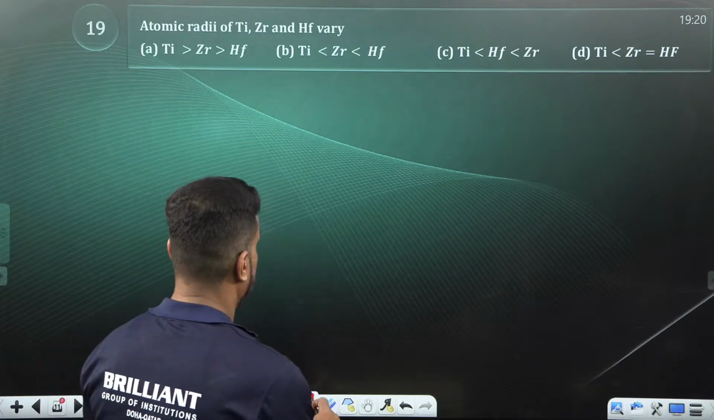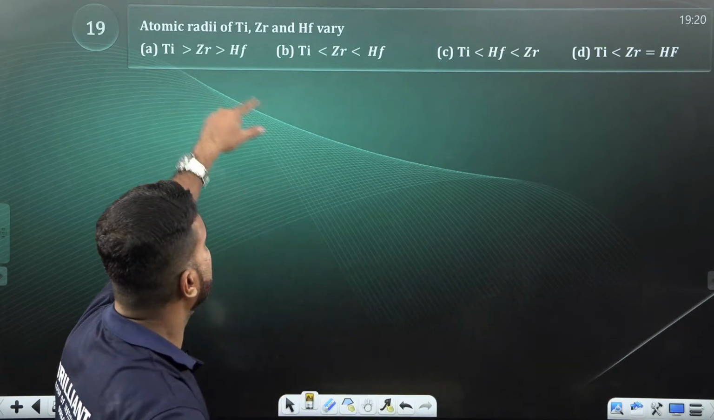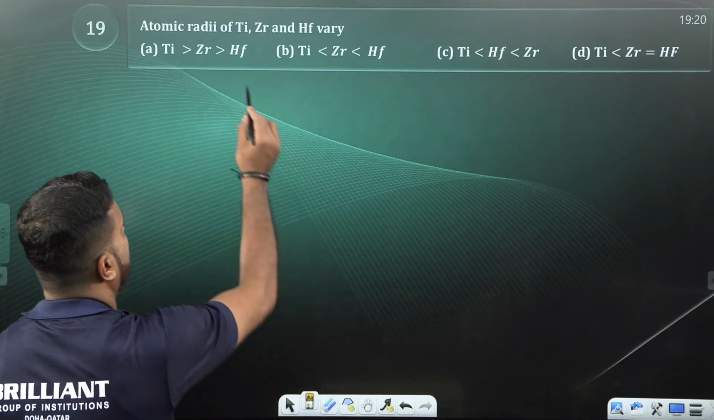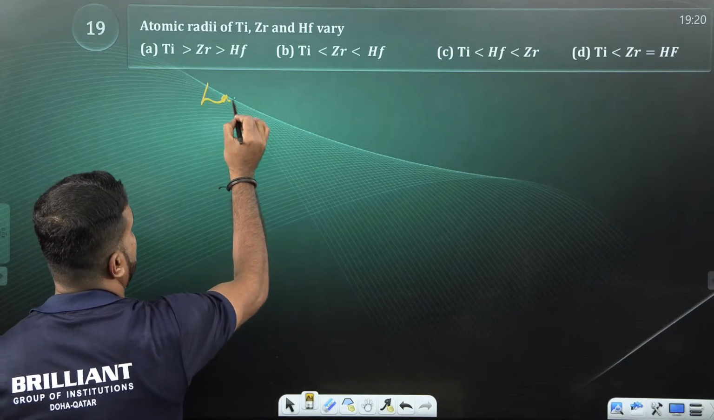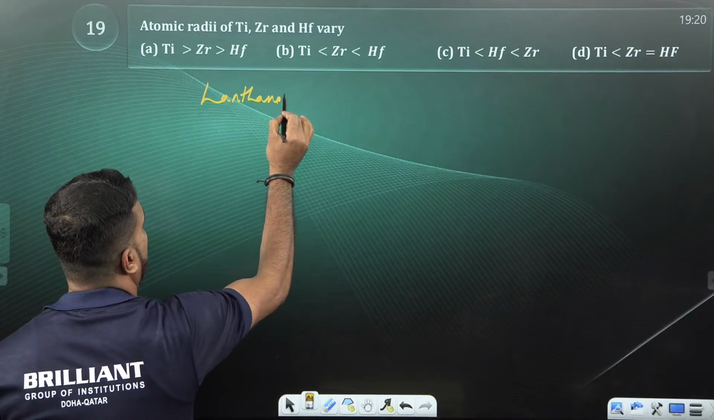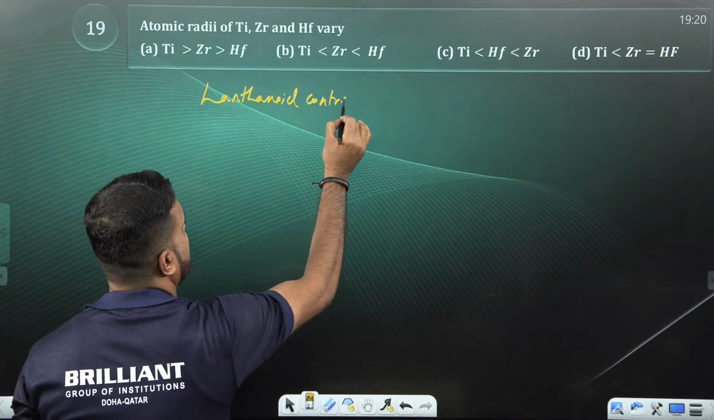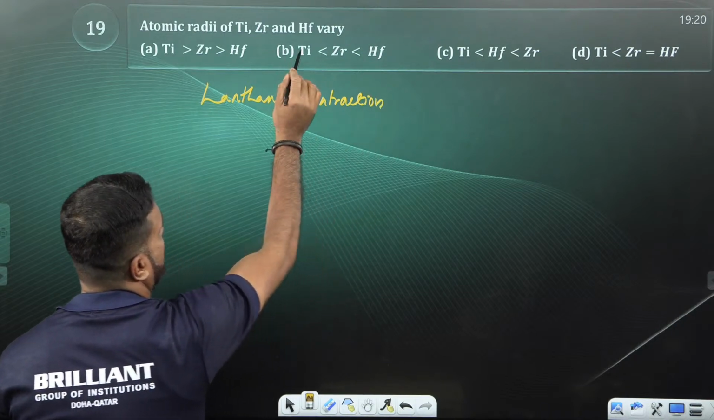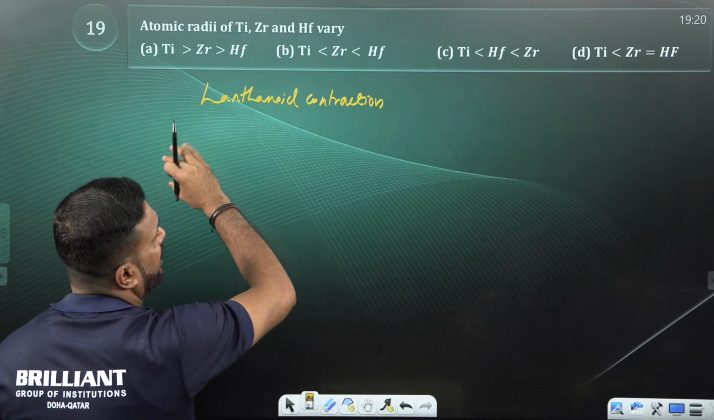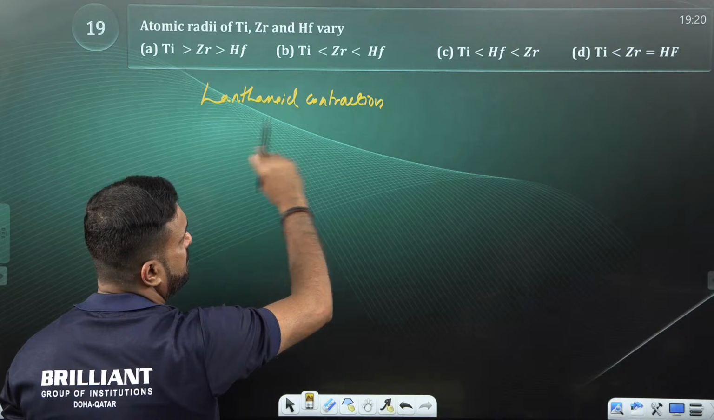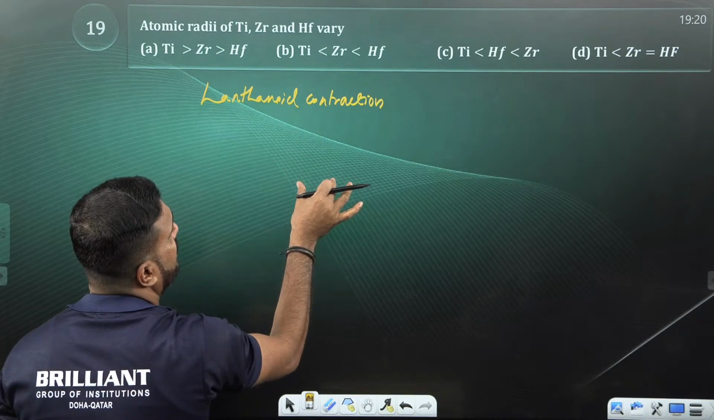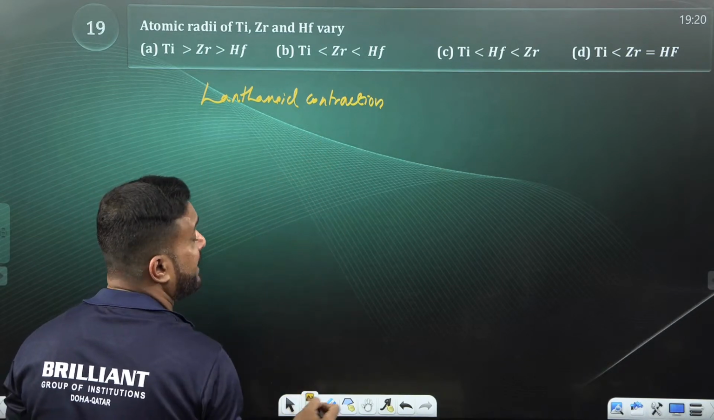Question number 19: atomic radii of titanium. This is the application of lanthanoid contraction. There are so many consequences. One important consequence of lanthanoid contraction is that elements in 4d and 5d series have the same atomic size.